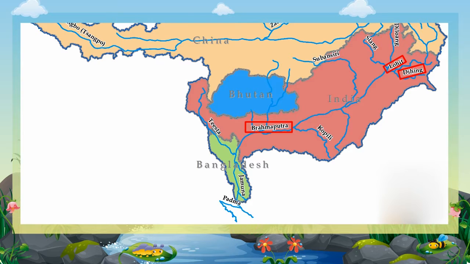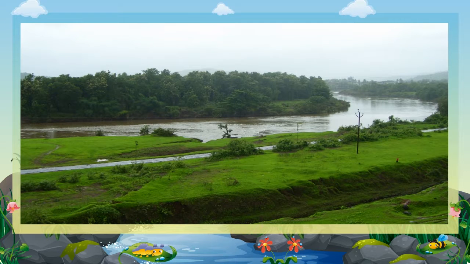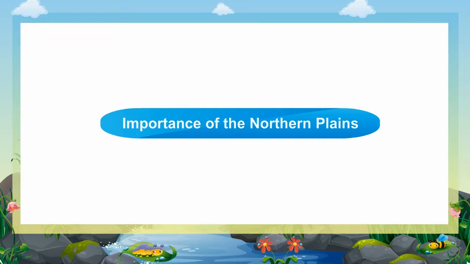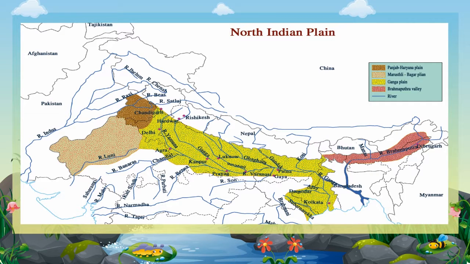This region of India is very fertile due to heavy rainfall. It is called the food bowl of India. Importance of the Northern Plains. The Northern Plains are very important for the country in the following ways.